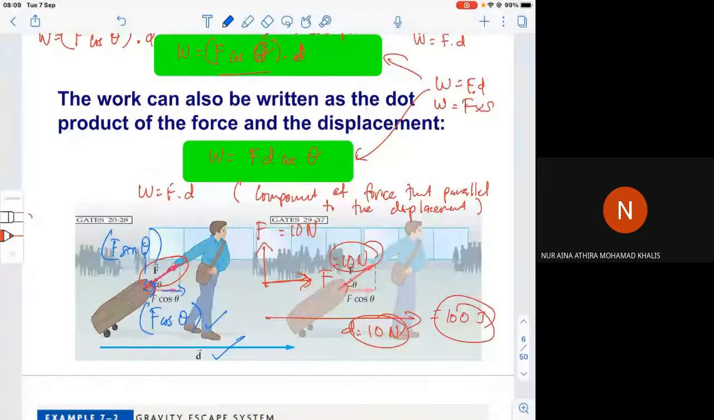That means the quantity of force, the component of force that is parallel to the displacement. That's how we get F cos theta times d. So in the end, we're going to define that work is equivalent to F d cos theta normally. The theta means the angle between the force vector and the displacement vector. The unit is still joule.